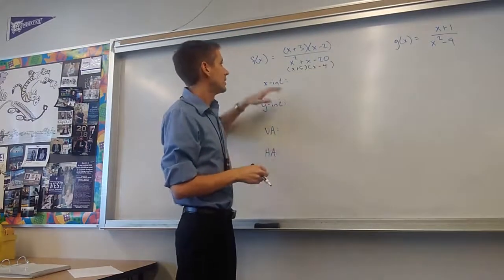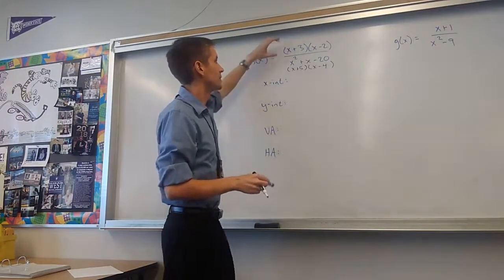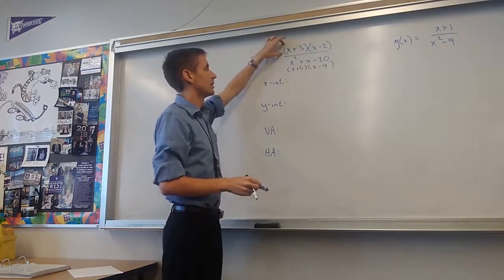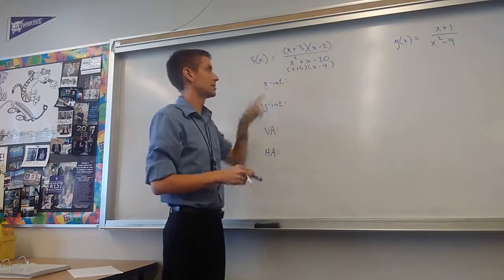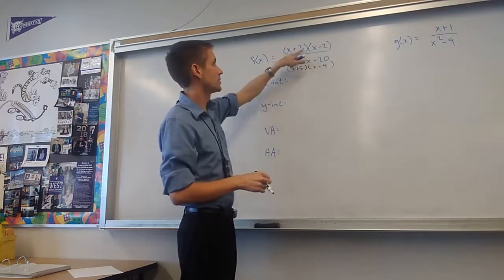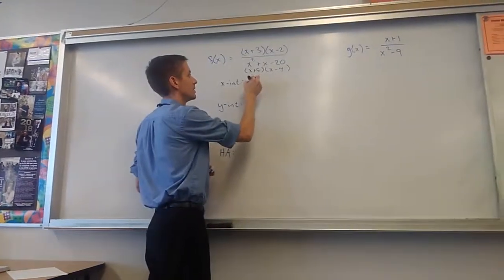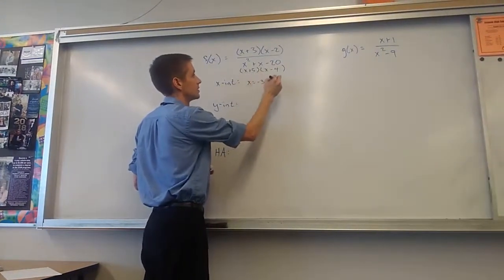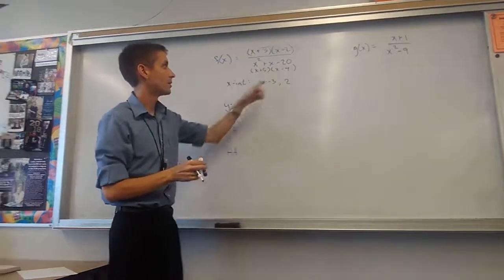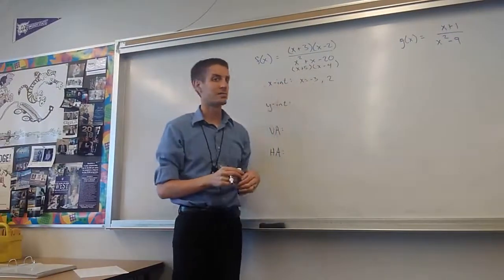If we remember from previous examples, the zeros of the numerator are the x-intercepts. So if I look at the x plus 3 or the x minus 2, the zeros of that would be at x equals -3 and +2. Those are our x-intercepts for this function.